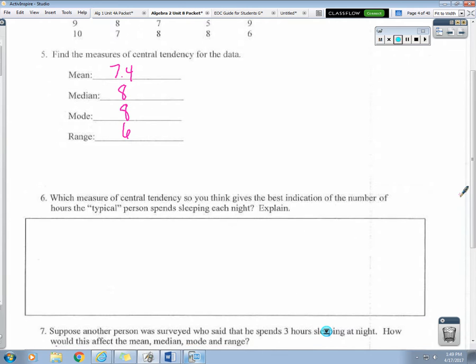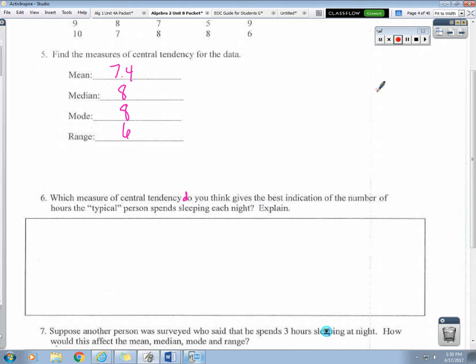Alright, number 6. Which measure of central tendency do you think gives the best indication of the number of hours a typical person spends sleeping at night? Well, it's definitely not the range, right? Because that's way off compared to the rest of the data. So what do you think gives the best? But look how close these are.